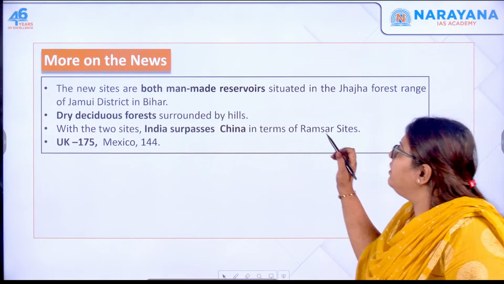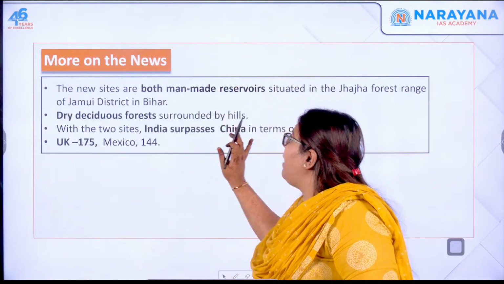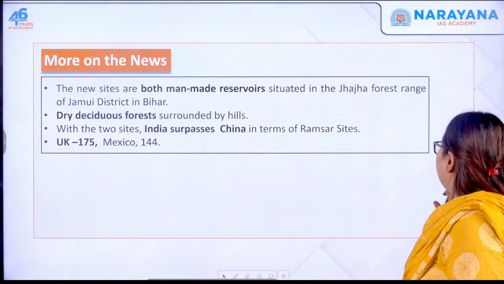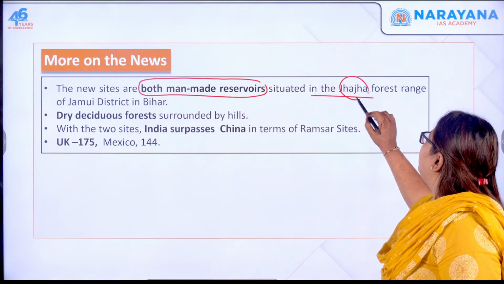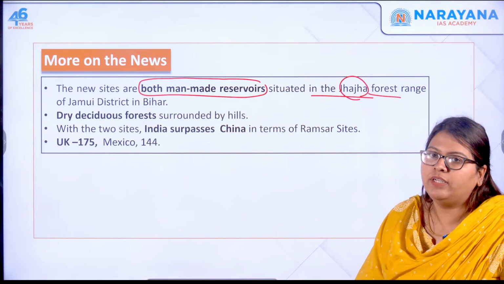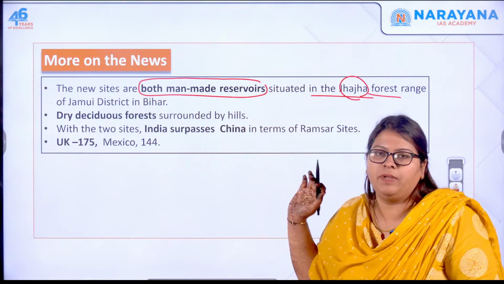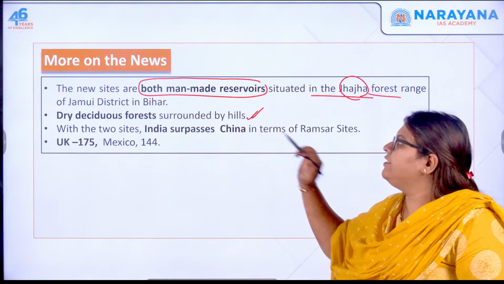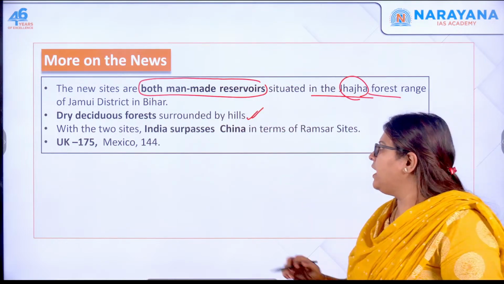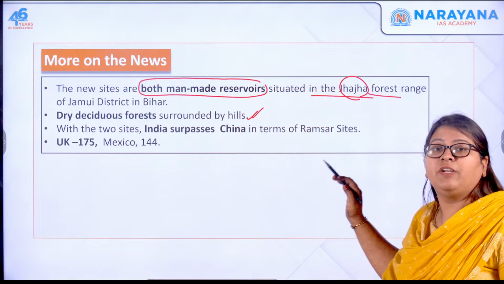Okay, so these new sites are both man-made. They are man-made reservoirs and these are situated in the Jhajha forest range of the Jamui district, which is located in the state of Bihar. And what is the flora over here? It is the dry deciduous forest, and with these two sites, India tallied with that of China.